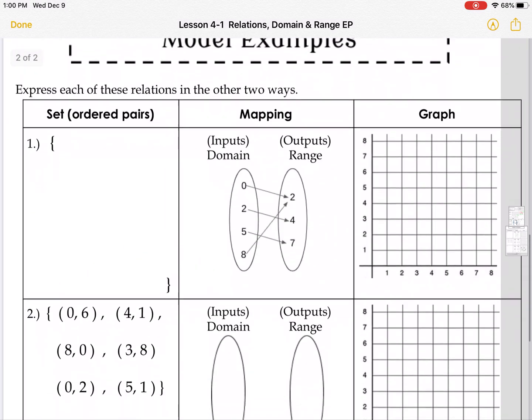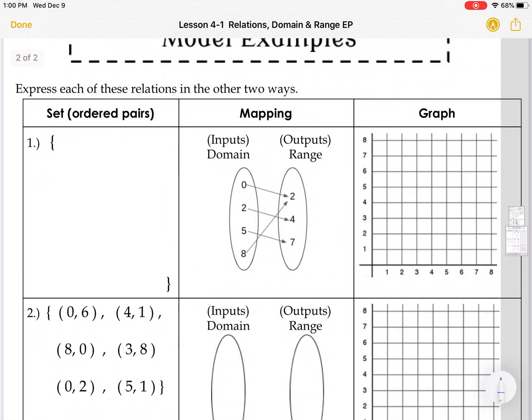All right. So let's take a look at 3 examples here. Express each of these relations in the other 2 ways. So for the first one, they give us a mapping, and we need to represent that as a set of ordered pairs. The first thing I need to figure out is what number in my input is mapped to which number from my output. So here I have 0 goes to 2. So my first ordered pair is going to be (0, 2). My next one, 2 is going to be mapped to 4. So it's going to be (2, 4).